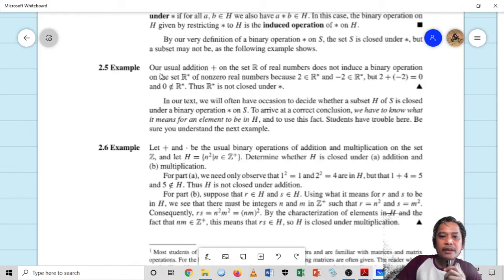Okay, so as an example here, our usual addition on the set R does not induce a binary operation on the set of non-zero real numbers, even if the non-zero real numbers are just a subset of R. Why? Because take for example 2 and negative 2, which are both elements of R asterisk, or both are non-zero. But if you add them, the result would be 0, which is not an element of R asterisk, meaning R asterisk is not closed under the usual addition.